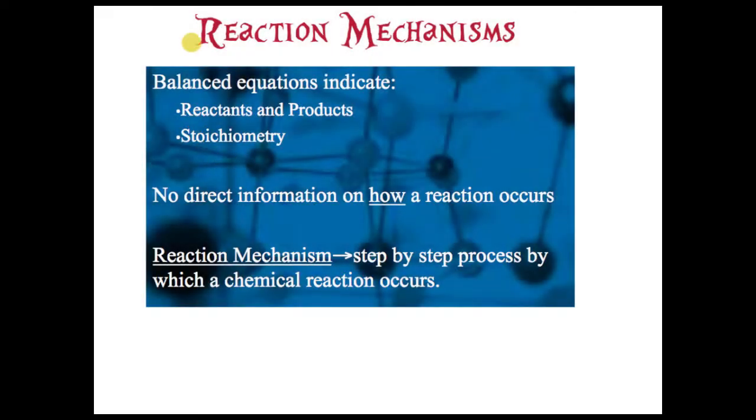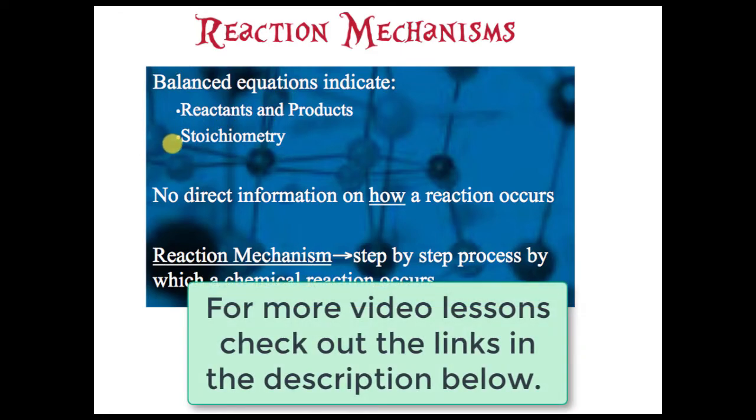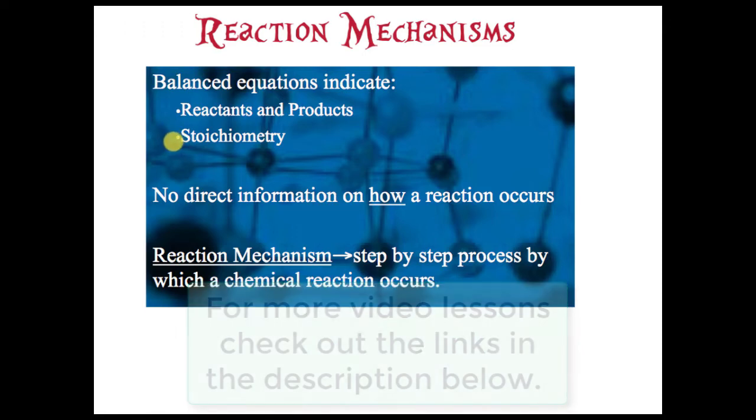Today we're going to take a look at something called reaction mechanisms. If we take a look at a balanced equation, what a balanced equation does is it tells us what reactants we have and what products are going to form. Okay, that's the general idea behind the balanced equation. We could also use the stoichiometry of the balanced equation to tell us how much we have. But that's pretty much it.